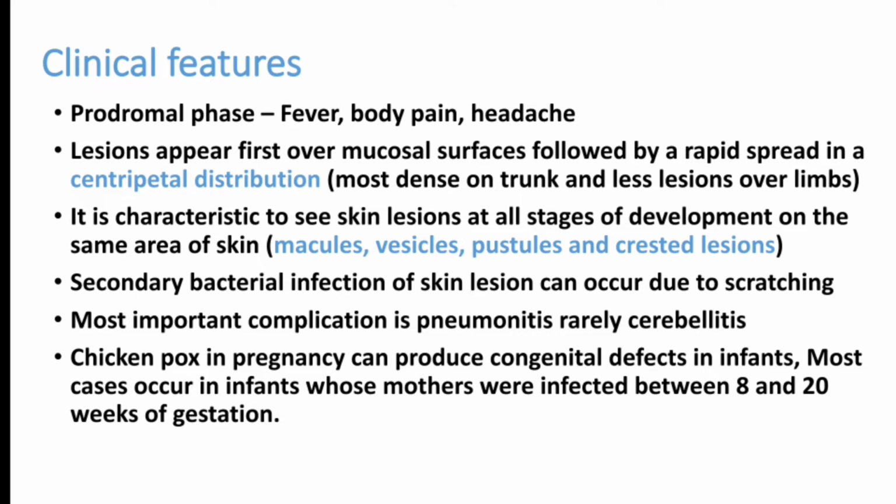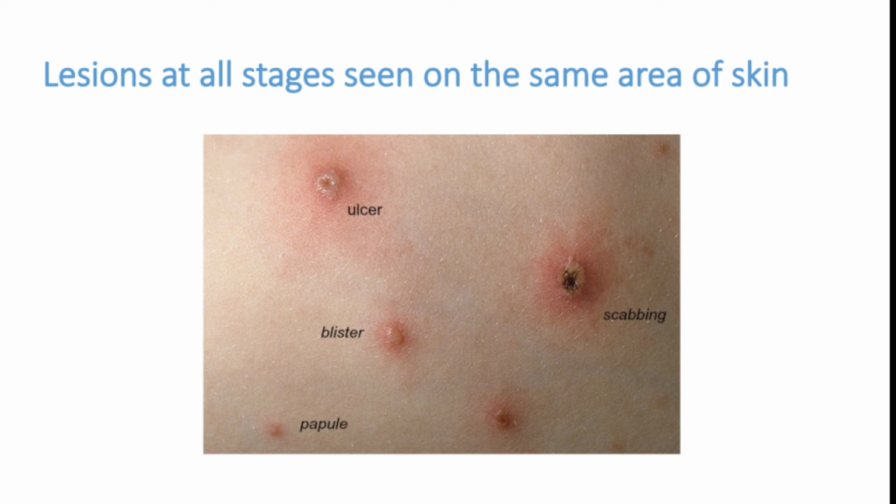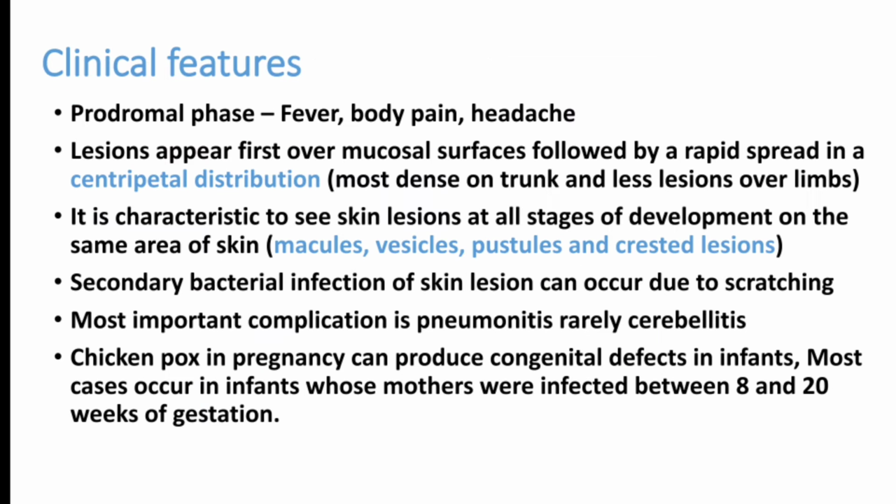If you see patients with chickenpox, you can see all stages of skin lesion in the same dermatome. So macules can be there, vesicles can be there, pustules can be there, crusted lesions can be there. All these things can be there in the same area. That is an important clinical finding of chickenpox. Some patients develop secondary bacterial infections on top of these pustules. So that is very important. The patient can have secondary staphylococcal infection on these skin areas.